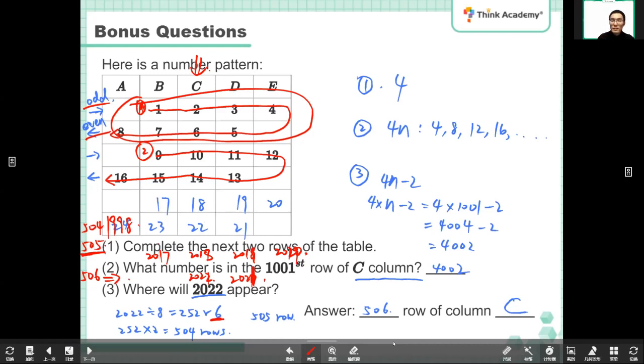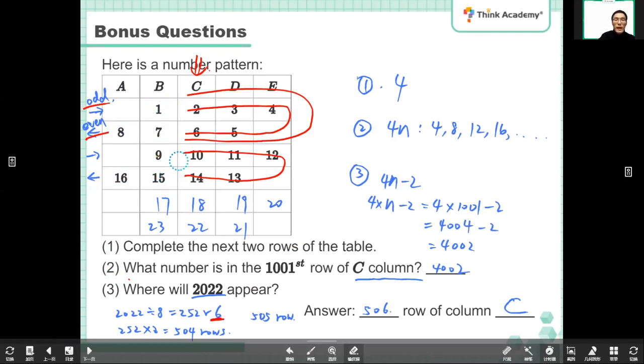Yeah, no worries. Does that answer your question as well, Olivia? Oh no, your question is number 2. Yeah. All right, so let's have a look at question number 2. What number is in the 1001st row of the C column? All right. So it's asking for the C column. So let's look at the C column.